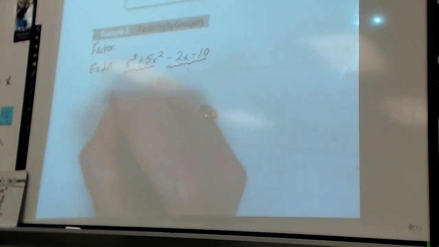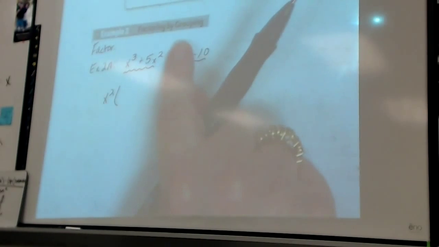X squared. So I'm going to factor out x squared. Then divide both of these by x squared. And what do you have left? X plus 5.